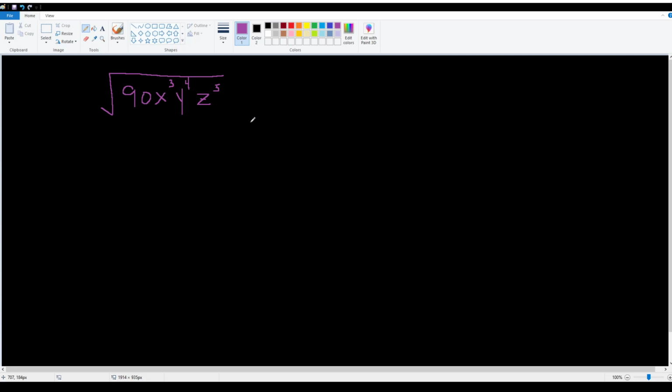Well, this isn't really a problem because, again, if we go based on our product rule, we can rewrite this as the square root of 90 times the square root of x to the third times the square root of y to the fourth times the square root of z to the fifth. And now we can work with each of these separately. We know how to do the square root of 90. We just talked about that before. Work with our perfect squares.